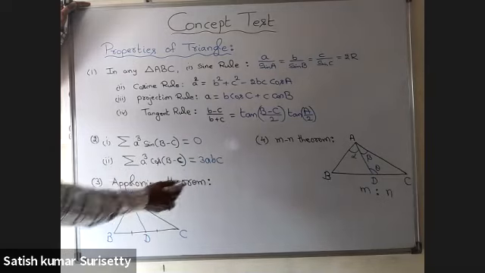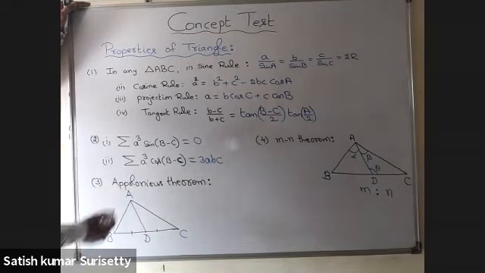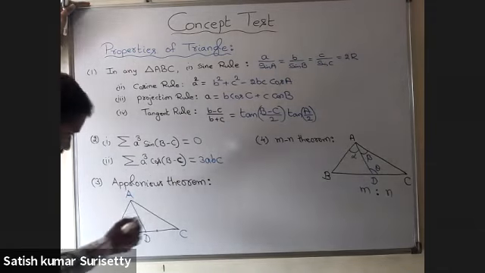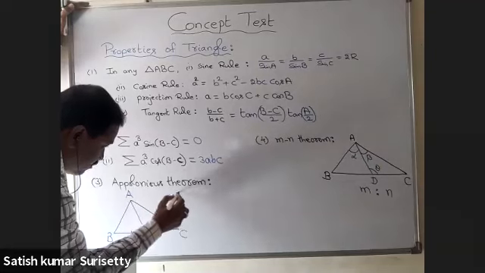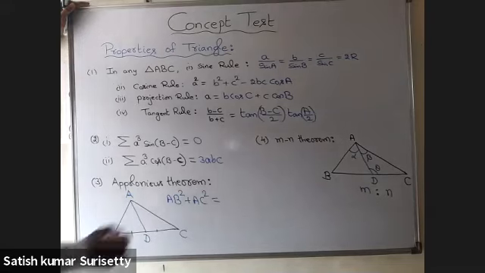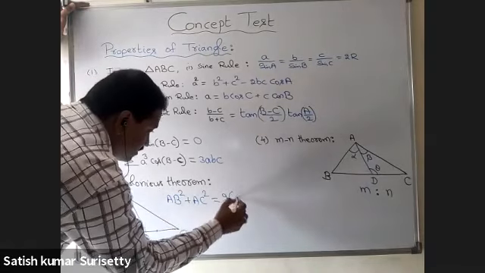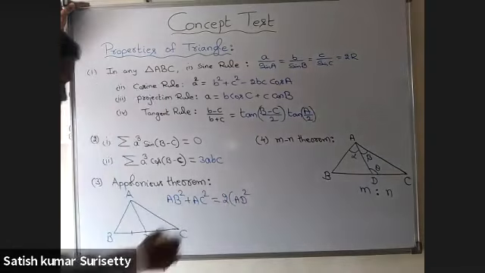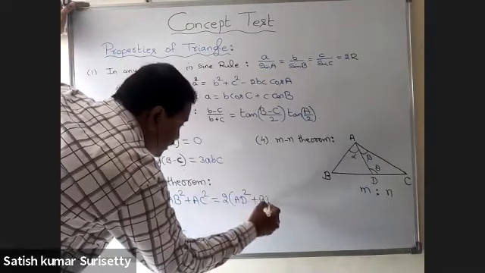Next, Apollonius theorem. In triangle ABC, AD is the median. Then we can write AB square plus AC square equal to 2 times of (AD square plus BD square).